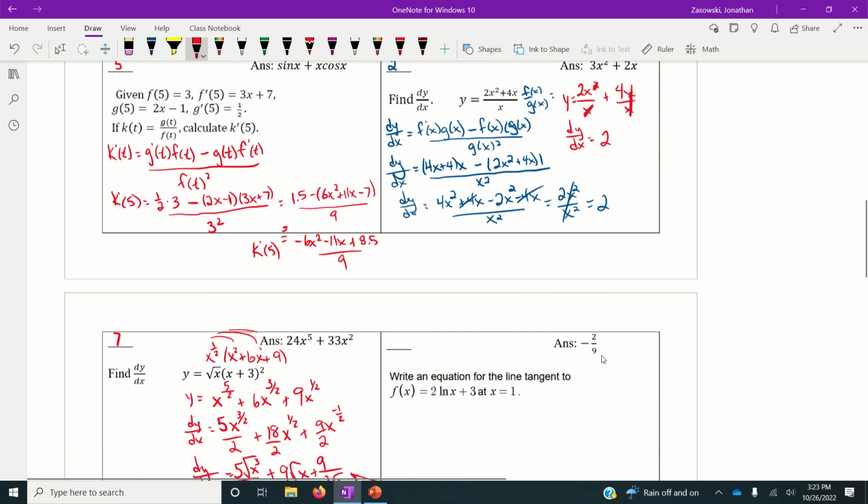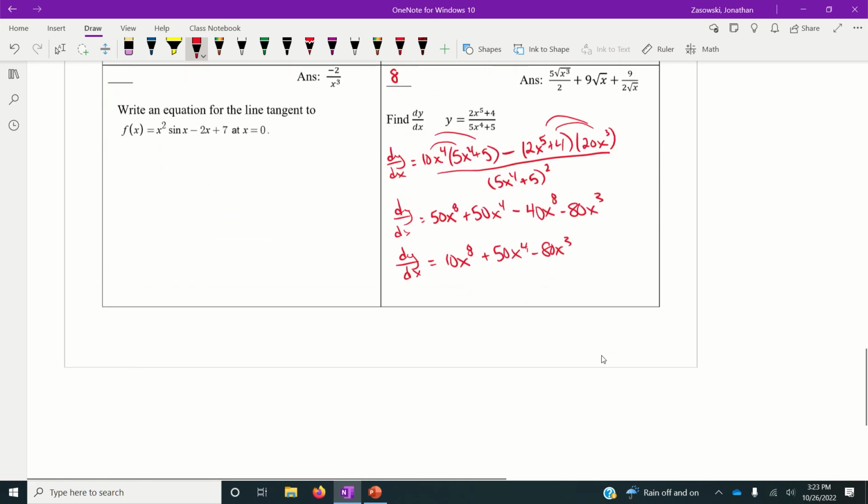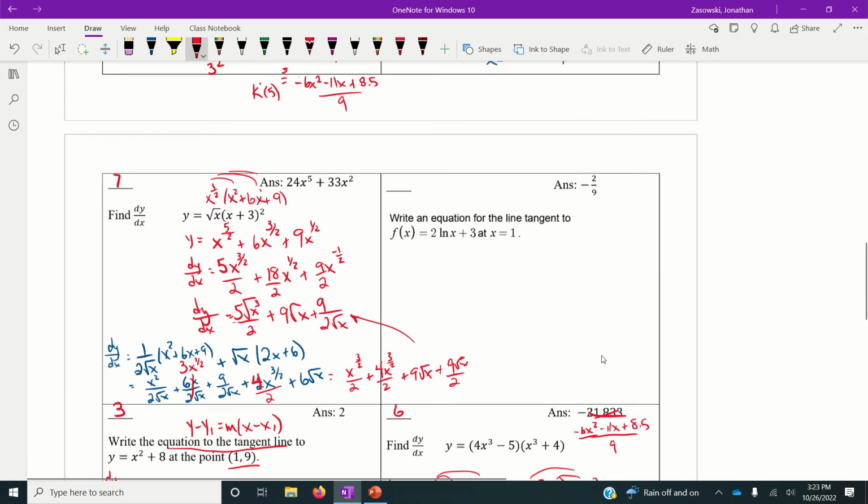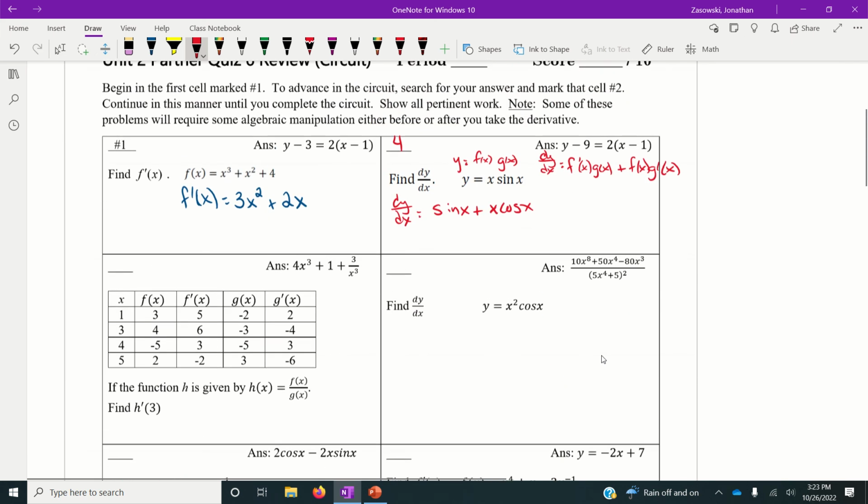Hey, look at that. Oh, we almost forgot. All of this should be divided by 5x to the 4th plus 5, squared, the bottom squared. All right, that was 8. So this one, there's number 9 here.